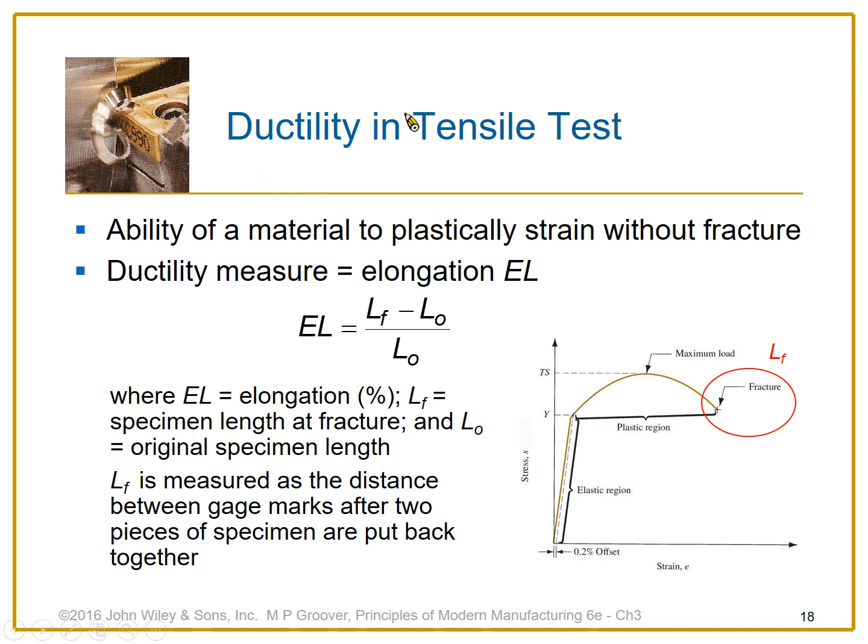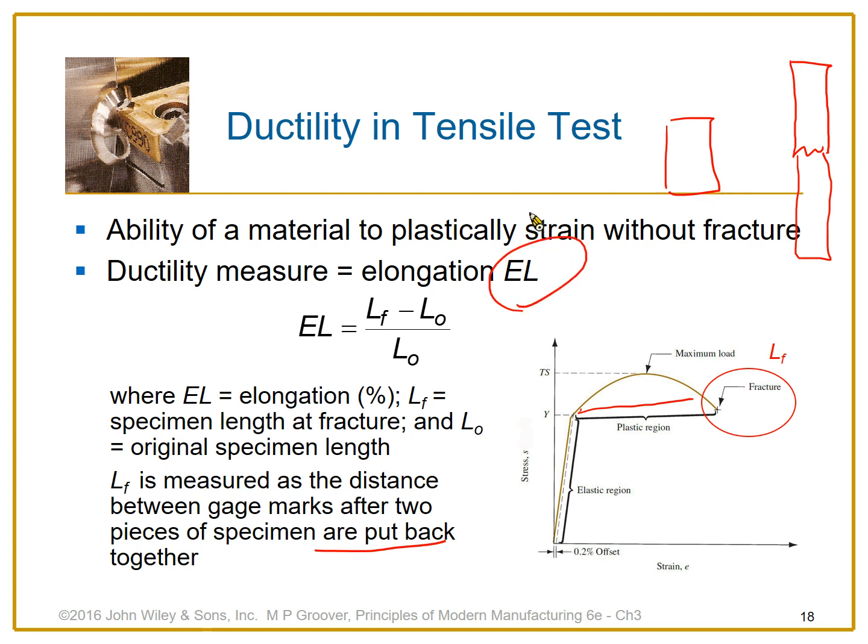In the plastic region, as you see, the size changes dramatically, right? So what we need to calculate is the ductility measure, basically the elongation, EL. You use a particular specimen until it actually breaks, and the size is larger. At fracture the length is Lf, minus the original length, divided by the original length, as a percentage. This is the elongation percentage, and this one is the ductility. Lf is measured as the distance between the gauge marks after the two pieces are put back together, because it's all broken, right? So that's how we calculate EL.